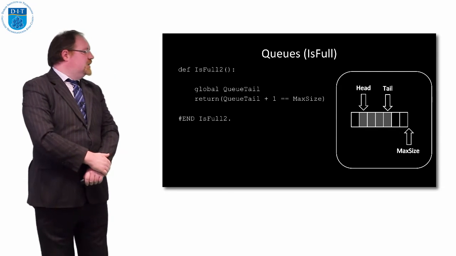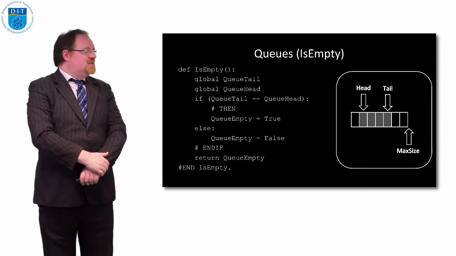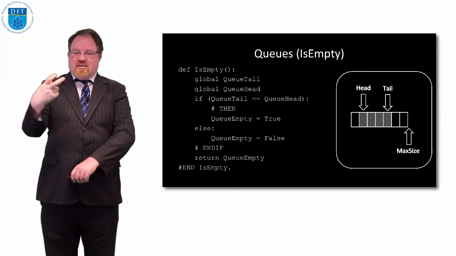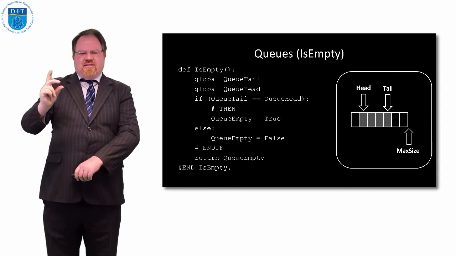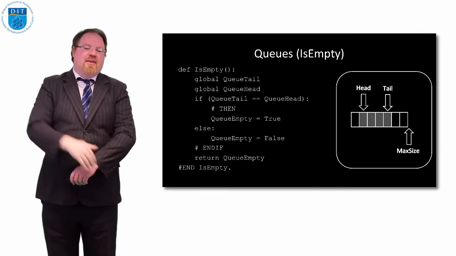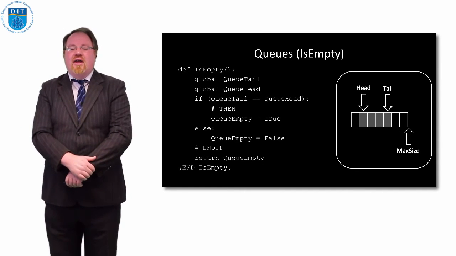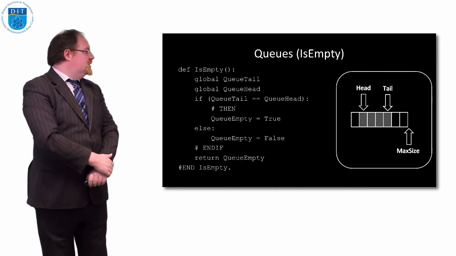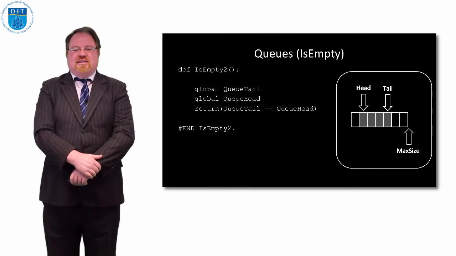Let's look at how the queue is empty. We know the queue is empty if the queue head and the queue tail are pointing to the same value. In this case, what that means for Python is both of them need to be declared as global. For examining both of them, we should tell Python, look, we're looking at these two values in this method, but I want to let all the other methods know that I'm looking at these values at the moment. So if the queue head is equal to the queue tail, then the queue is empty. If the queue head is not equal to the queue tail, then the queue is not empty, and we'll return the Boolean QEmpty. We can do it quicker by just saying global QTail, global QHead, return QTail equals QHead.